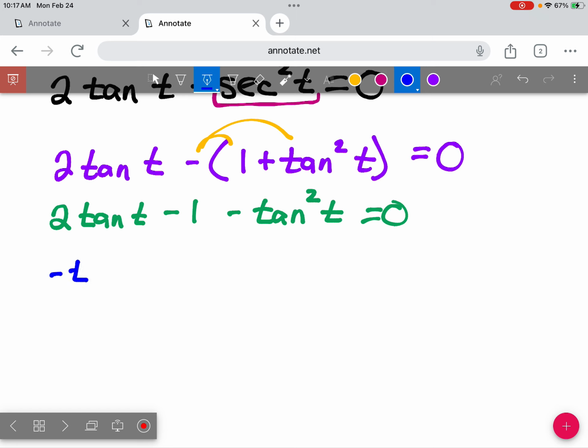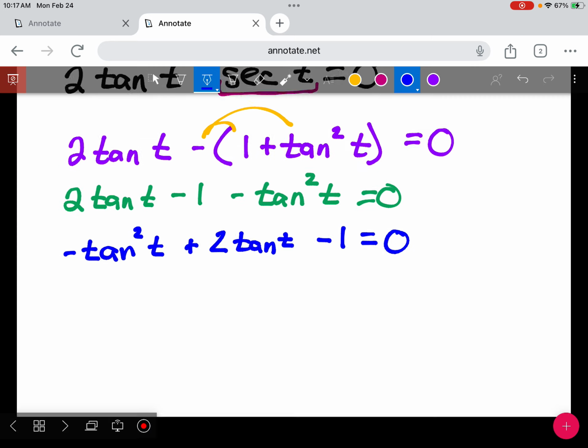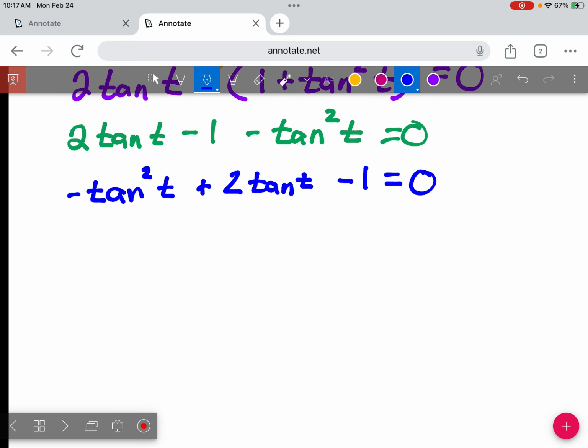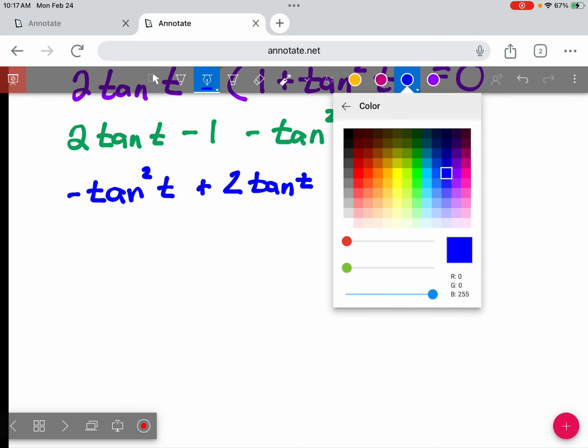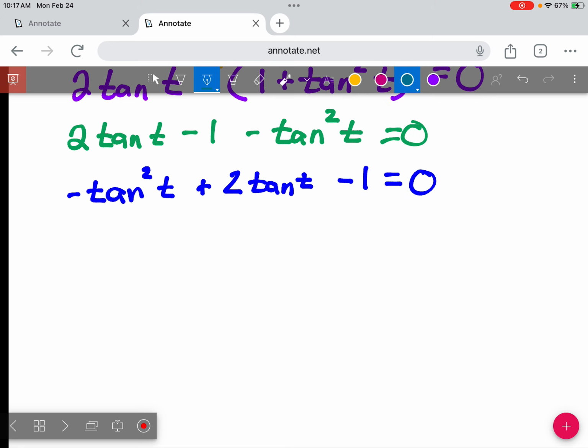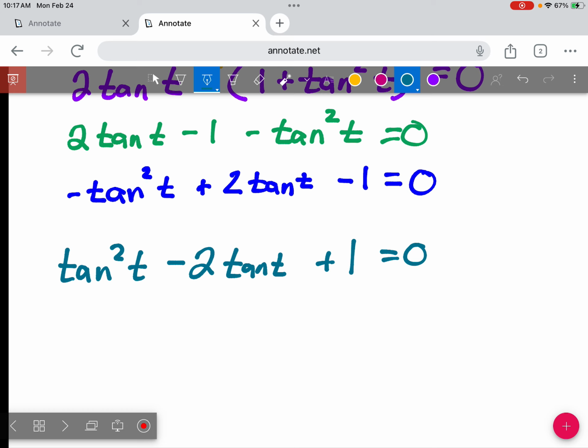So we've got our minus tangent squared of t, positive 2 tangent of t, minus 1. I'm just scooching things around. Multiply everything by -1 because I really don't want to have to deal with that thing being negative. So we're going to have tangent squared of t minus 2 tangent of t plus 1, because we multiply everybody by -1.